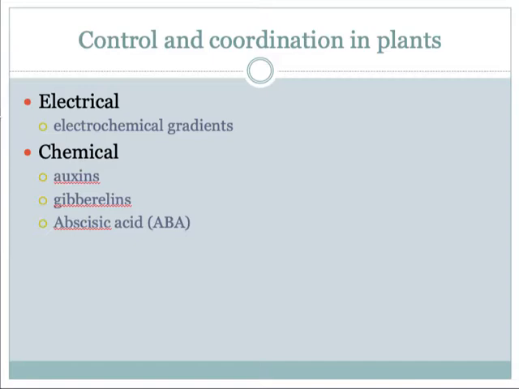So let's first talk about electrical communication in plants. Plant cells have electrochemical gradients across their cell surface membranes in the same way as in animal cells. And they also have resting potentials. As in animals, plant action potentials are triggered when the membrane is depolarized. And in at least some species, some responses to stimuli are coordinated by action potentials.